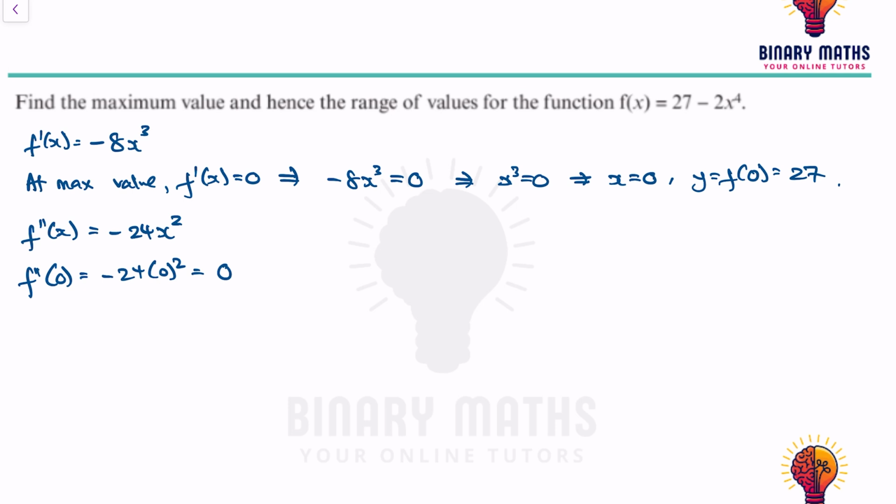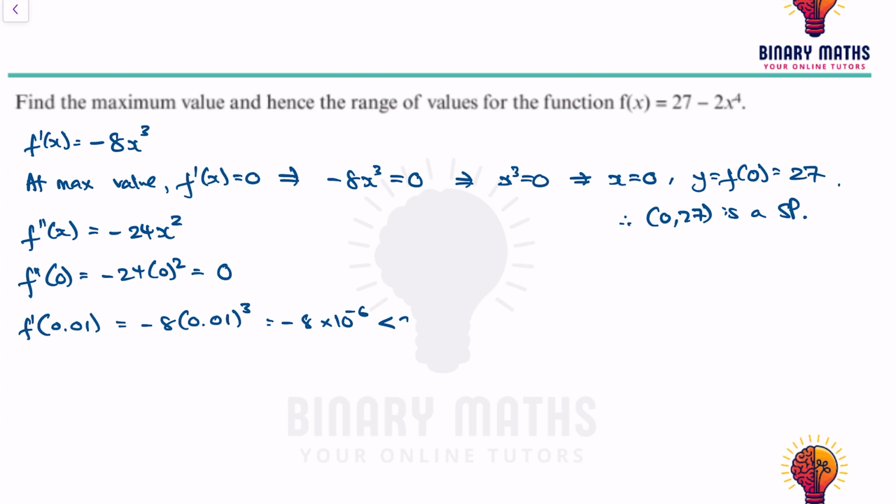So what we need to do in this case is, because 0, 27 is a stationary point, look at either side of 0 to see what's happening. First thing I need to do is work out f dash of 0.01, which will be equal to minus 8 times 0.01 to the power of 3, which is equal to minus 8 times 10 to the minus 6. It's a negative number, so it's less than 0.